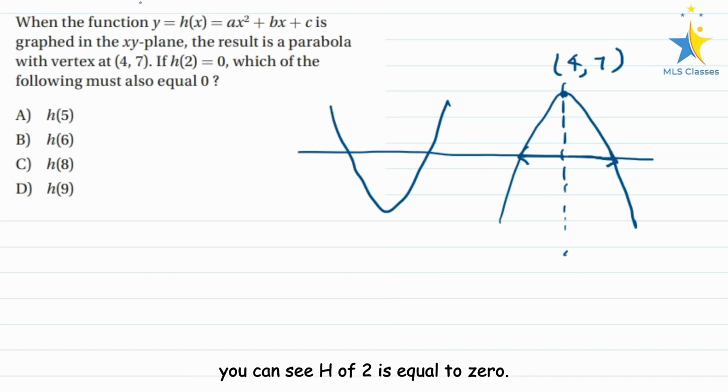So you can see h(2) is equal to 0. So from 4, the distance of the zero is 2. So this is 4, that means this is the distance 2. So this side also the distance should be 2. So 4 plus 2, this 0 should be 6. That means h(6) should be equal to 0.